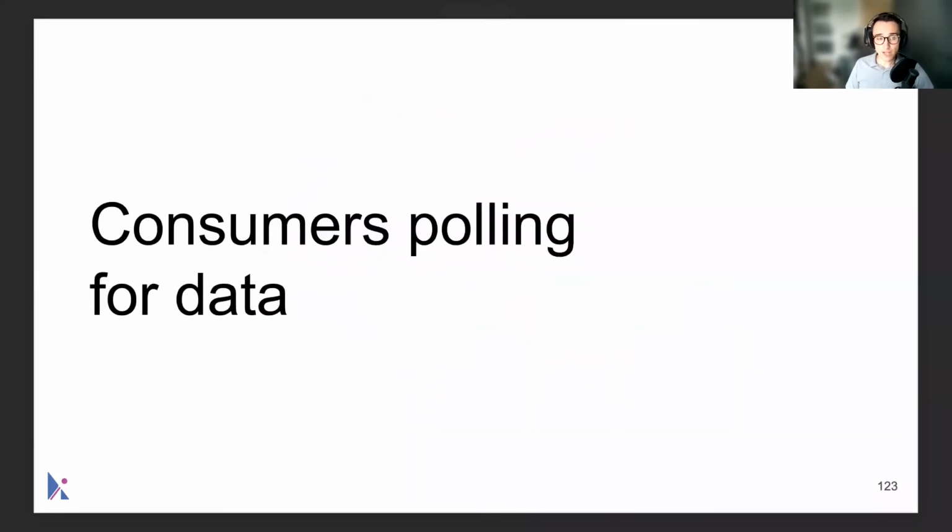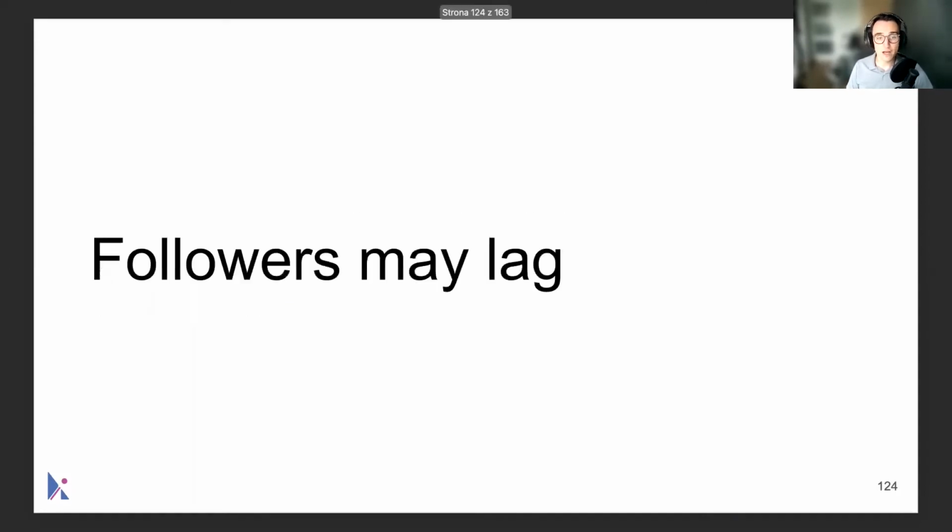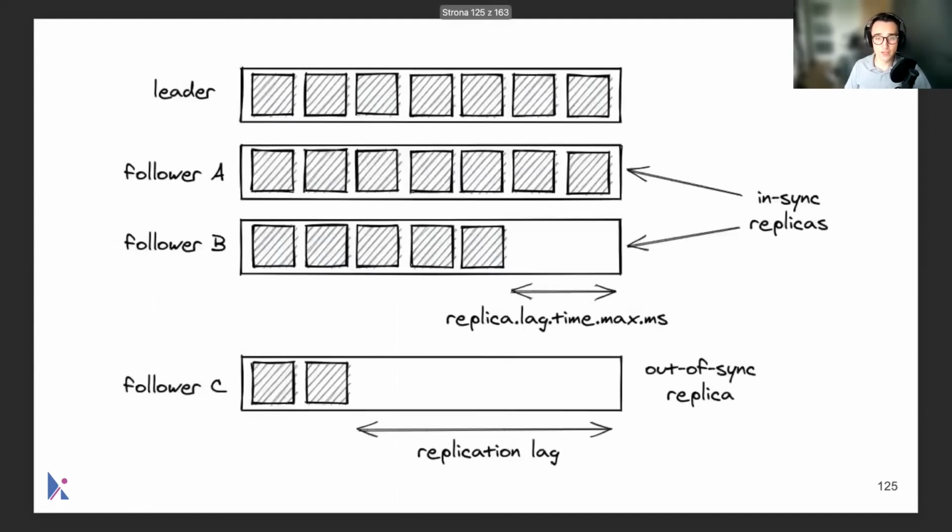And because the consumers are polling for data, so this is how the data flow in Kafka looks like, the followers may lag. So it may take some time before the follower will catch up with all the changes that happened on the leader side. Now, based on this lag, so based on this time that we are lagging behind the leader, we will have two types of replicas.